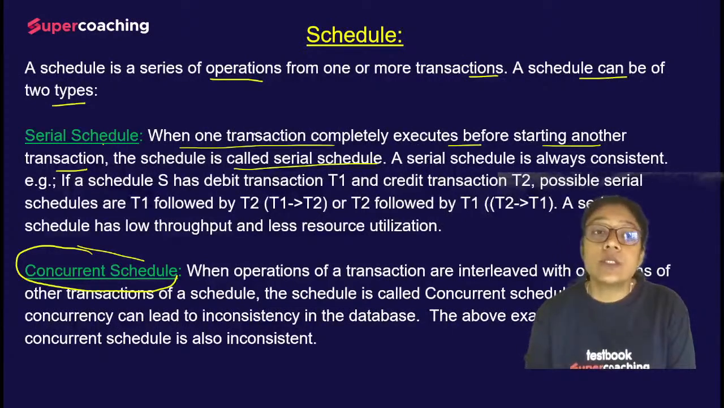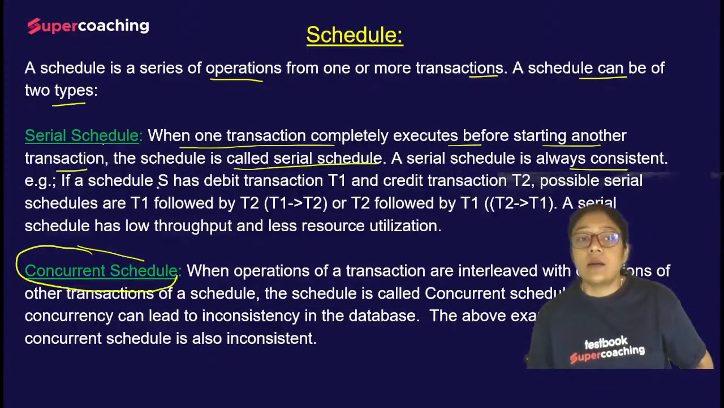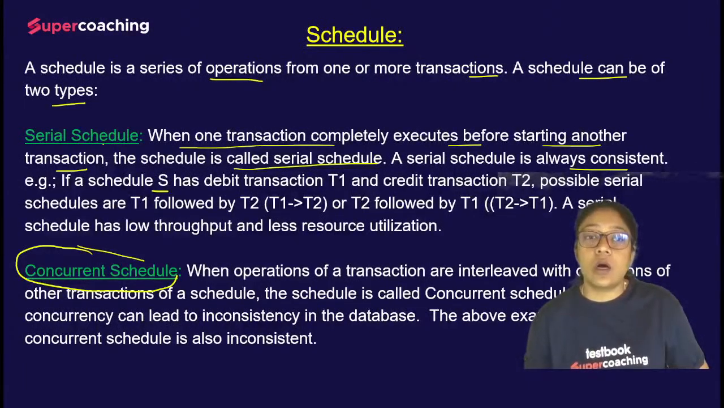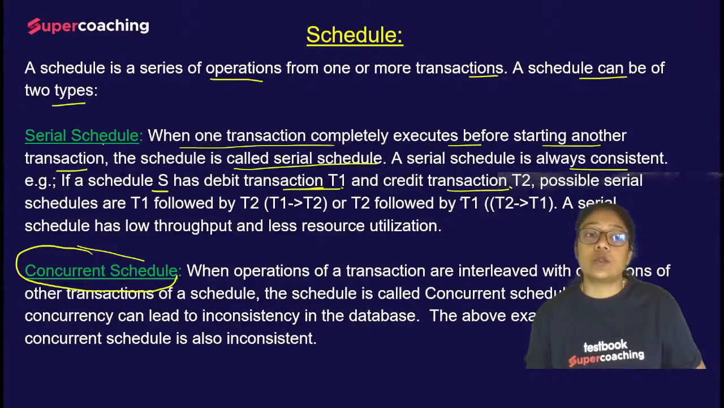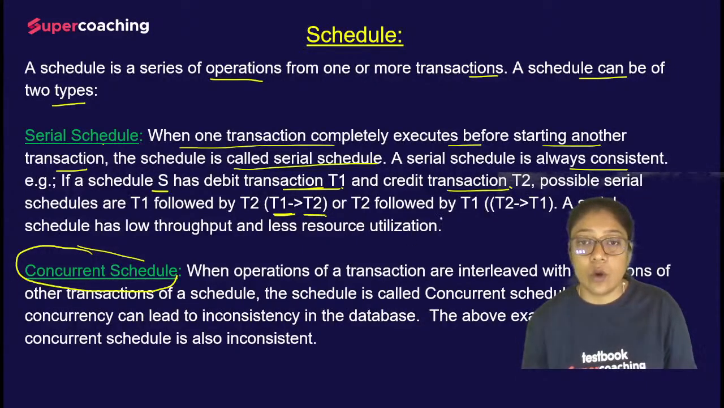Okay, so the serial schedule is always consistent, because in this case there is no interference of the other transaction. For example, there is a schedule S that we took just now as an example, and we had taken two transactions. A and B: A has a debit, we are debiting from A, and we are crediting in B. So what will the possible serial schedules be? First deduct the amount from A and then credit B, followed by T2 followed by T1.